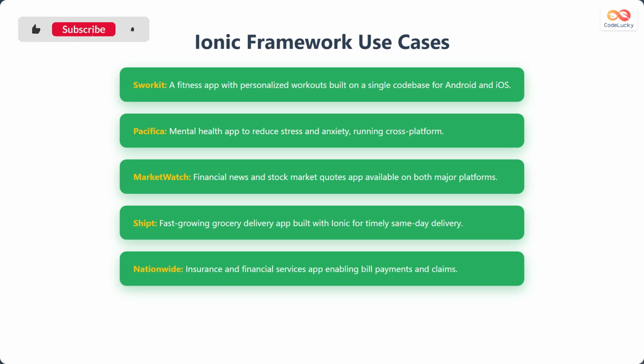Ionic is widely used for developing hybrid mobile applications that need to work across different platforms efficiently. Popular apps built with Ionic include Sworkit, a fitness app with customized workouts, Pacifica, for mental health and stress reduction, MarketWatch, for financial news, Shipt, a grocery delivery app, and Nationwide for insurance services. These apps benefit from Ionic's ability to deliver a single codebase that runs on iOS, Android, and the web.